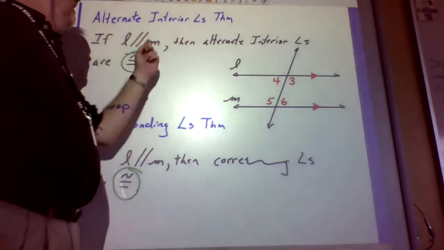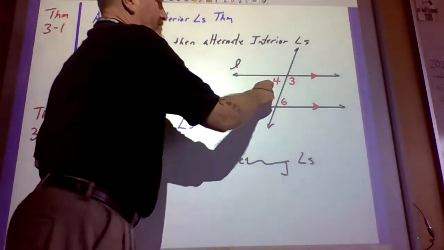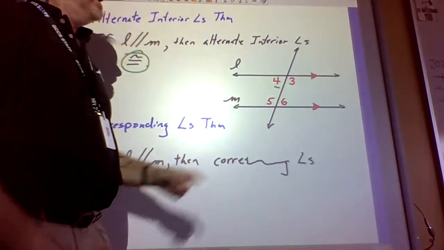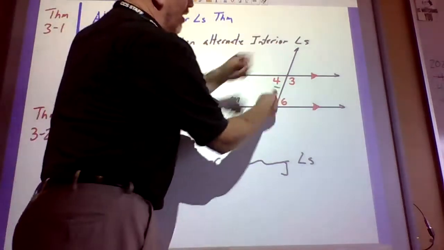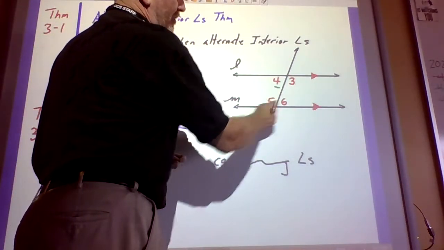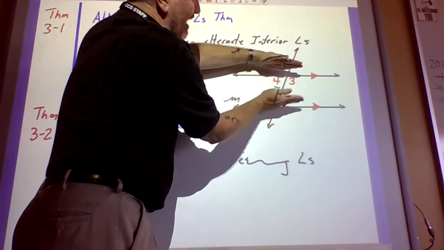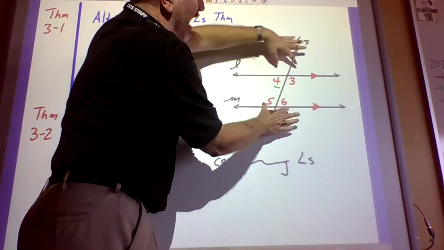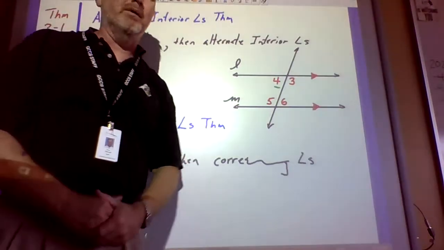And if we're talking about alternate interior first, just to recap, the only ones I have labeled right now are the interior ones, the ones inside the lines. So those are the inside angles. I don't have any of the exterior angles marked in this picture yet. I'm going to in a moment.